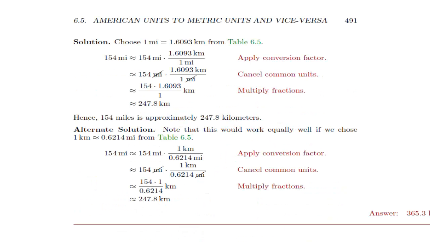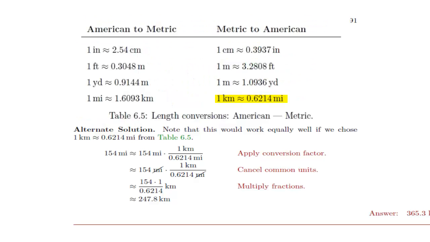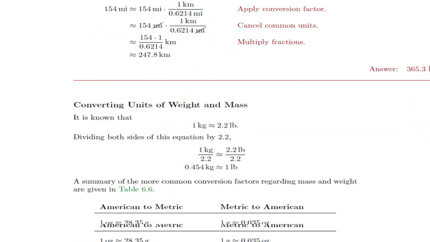Alternate solution. Note that this would work equally well if we chose 1 kilometer approximately equals 0.6214 miles from table 6.5. Then we would multiply 154 miles times 1 kilometer over 0.6214 miles. The mile units will cancel, and we'll be left with 154 times 1 over 0.6214 kilometers, which approximates to 247.8 kilometers.